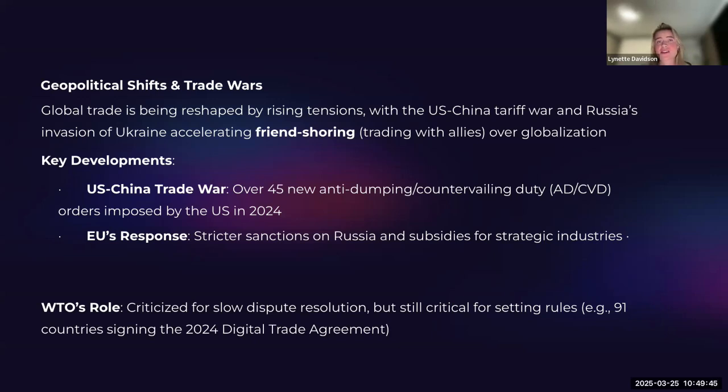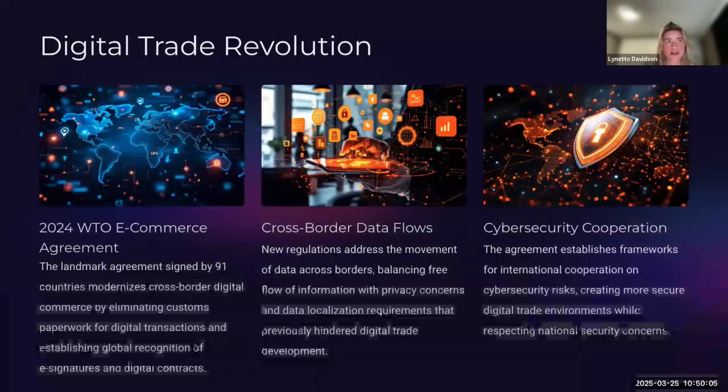In Europe, we had stricter sanctions on Russia and on subsidies for strategic industries. And the World Trade Organization got a lot of criticism because of its slow dispute resolution method, but it's still critical for setting rules. So as we can see here, it's difficult to find a balance between the interests of the different parties involved.